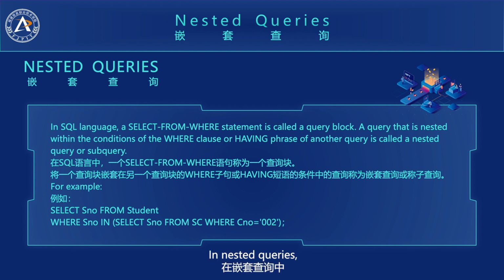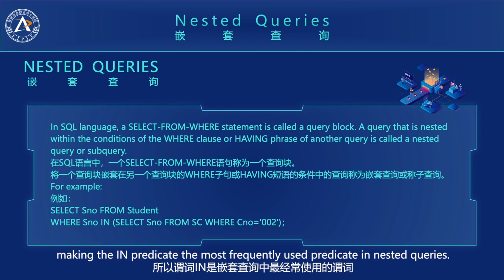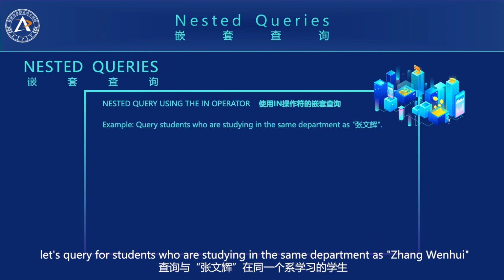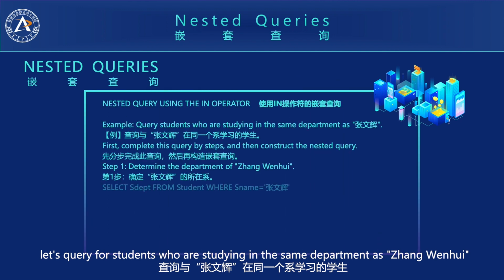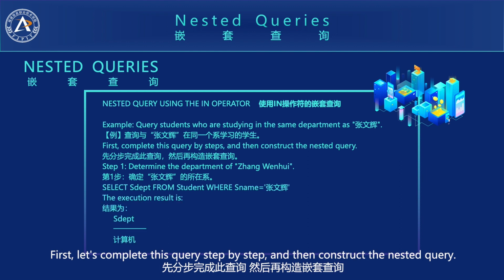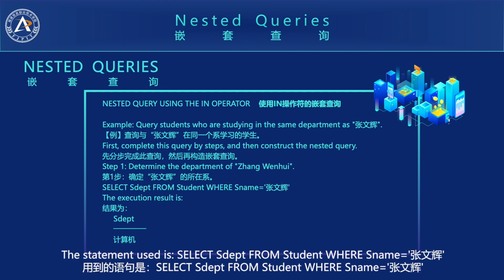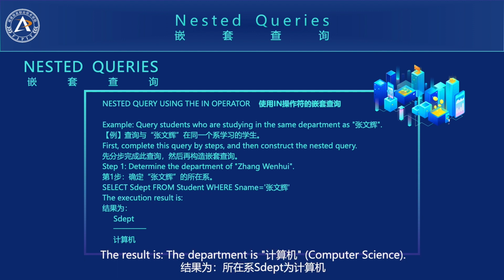In nested queries, the result of a subquery is often a set, making the in predicate the most frequently used predicate in nested queries. For example, let's query for students who are studying in the same department as Zhang Wenhui. First, let's complete this query step by step, and then construct the nested query. Step 1. Determine the department of Zhang Wenhui. The statement used is select Sdept from student where Sname equals Zhang Wenhui. The result is that the department is computer science.